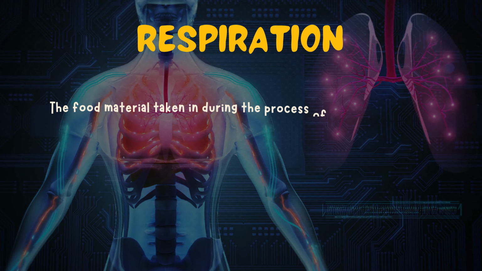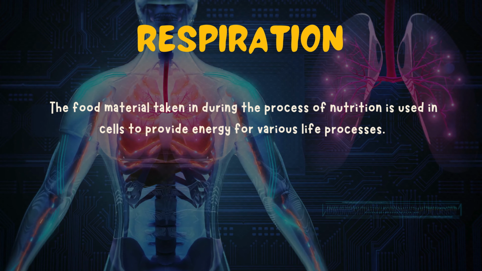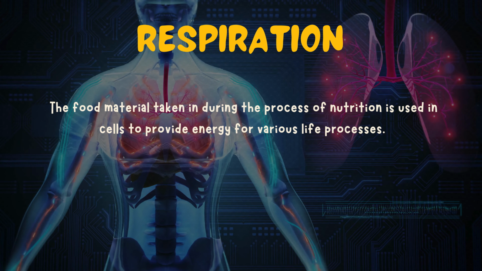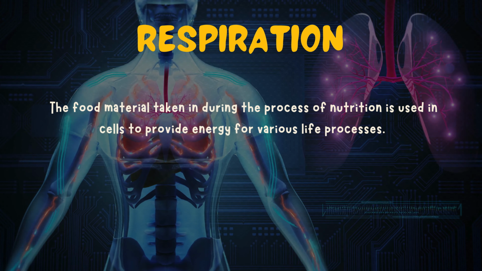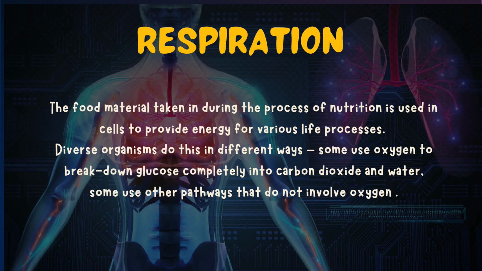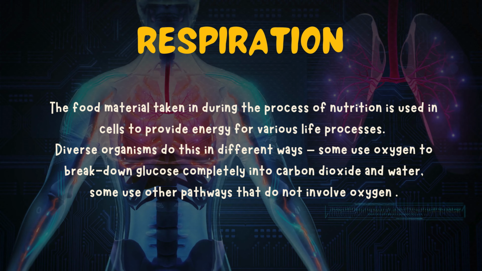The food material taken in during the process of nutrition is used in cells to provide energy for various life processes. Diverse organisms do this in different ways. Some use oxygen to break down glucose completely into carbon dioxide and water. Some use other pathways that do not involve oxygen.